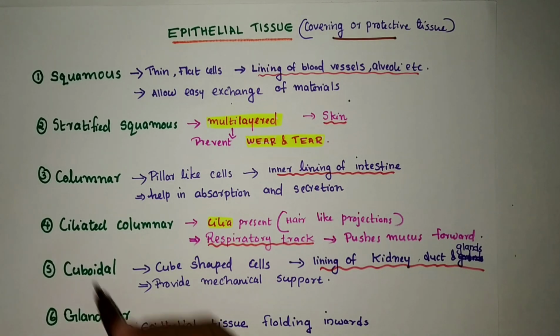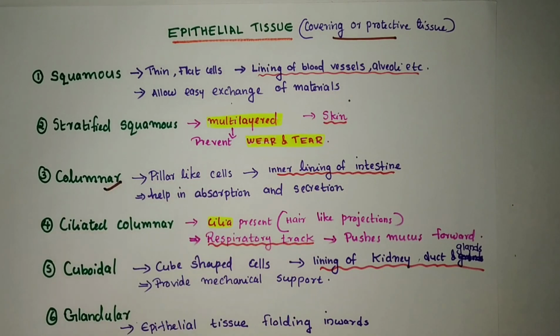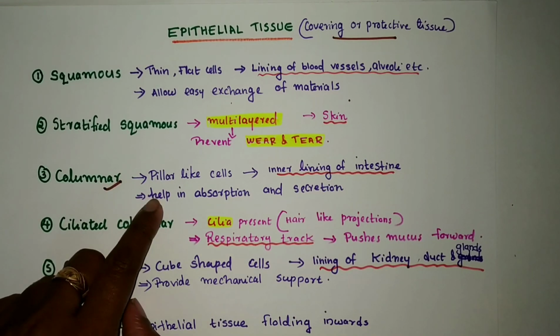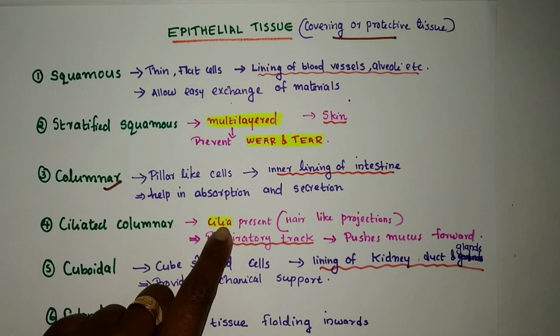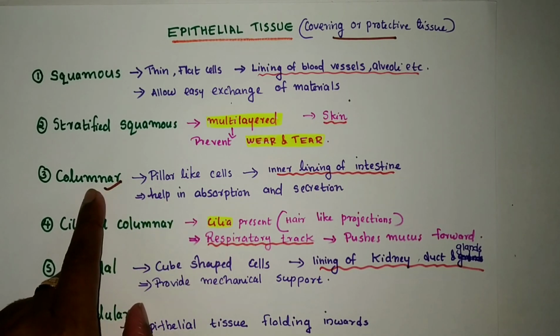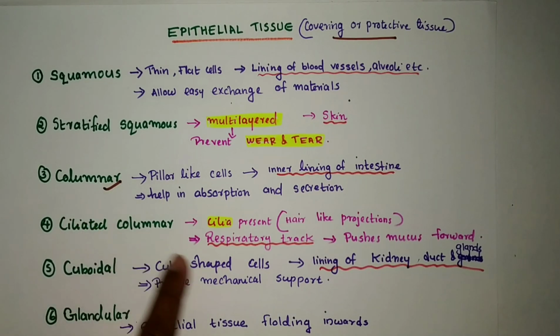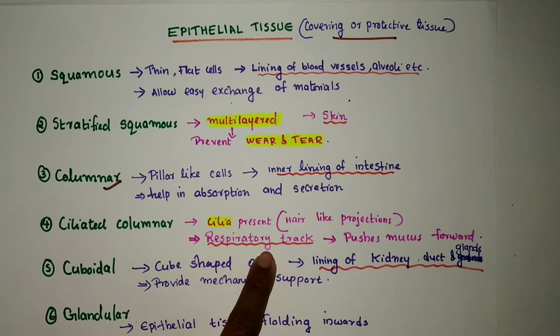Next type is columnar epithelium, which has pillar-like cells and makes the inner lining of the intestine. Its main function is absorption and secretion. Next is ciliated columnar epithelium. These are also elongated pillar-like cells, but the upper portion of the columnar epithelium contains cilia. Cilia are nothing but hair-like projections. The columnar epithelium with hair-like projections we call ciliated columnar epithelium, which is present in the respiratory tract, and its main function is to push mucus forward.